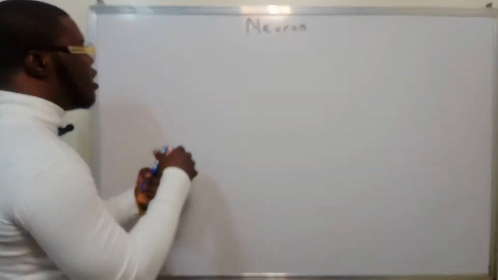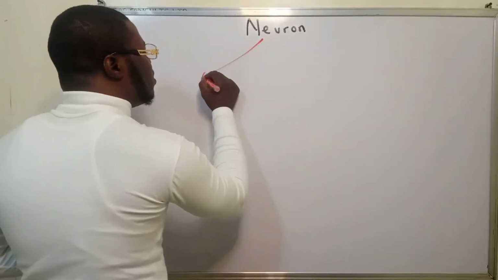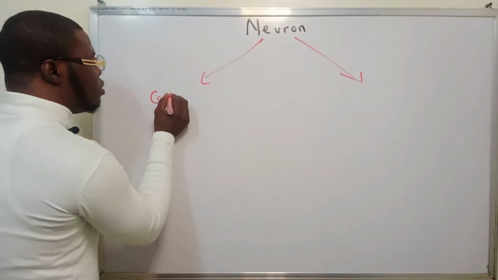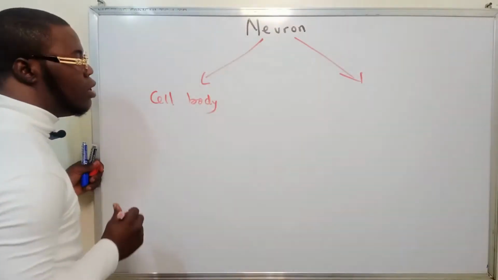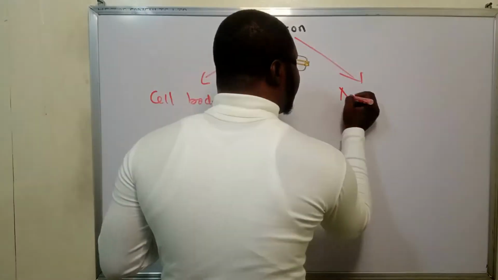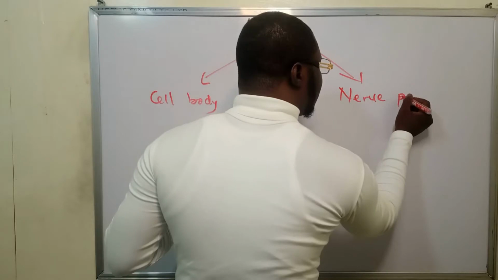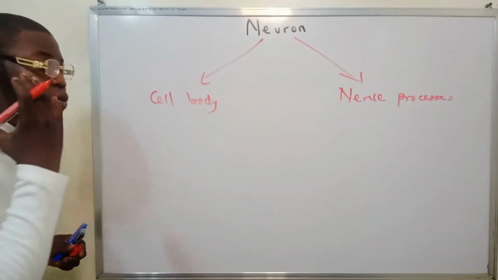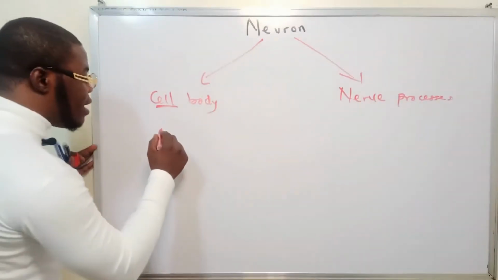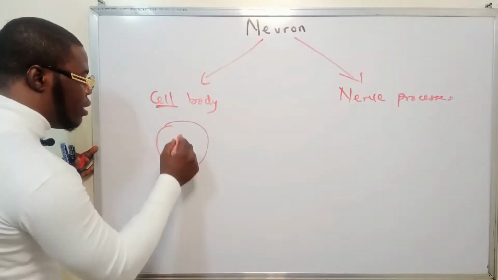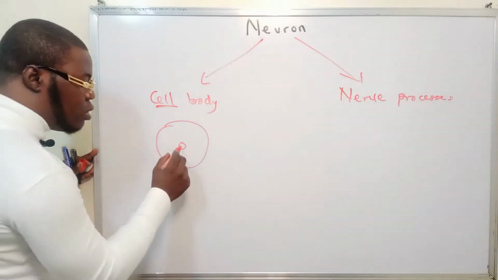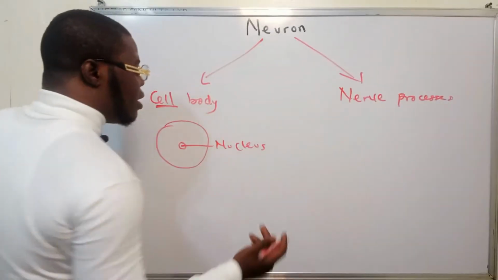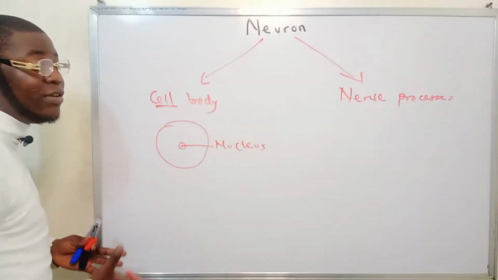Now for the neuron, a neuron is made up of two parts majorly. The first one is called the cell body, and the other one is called the nerve processes. What is the meaning of that? From the word cell, it looks like a cell. It's the part of the neuron that looks like a cell, so this structure at the center will be called the nucleus. As simple as that. This is what the cell body of a neuron looks like.